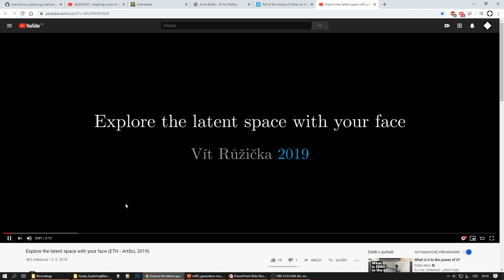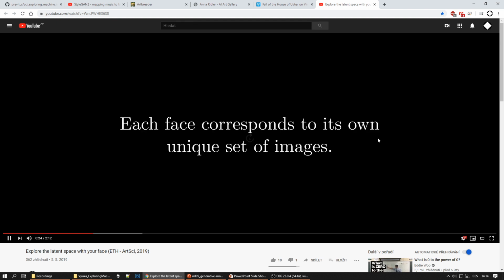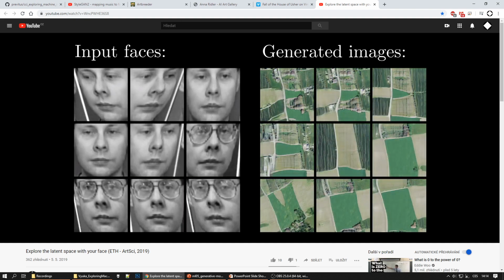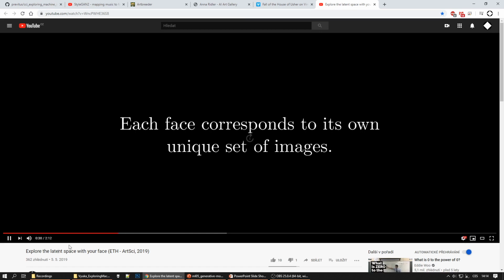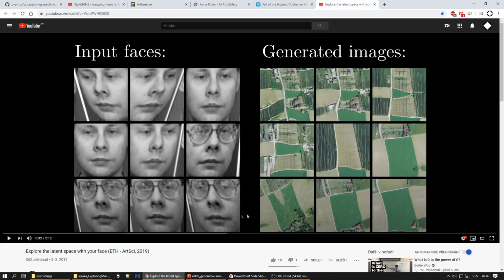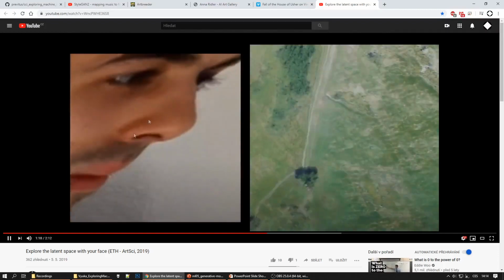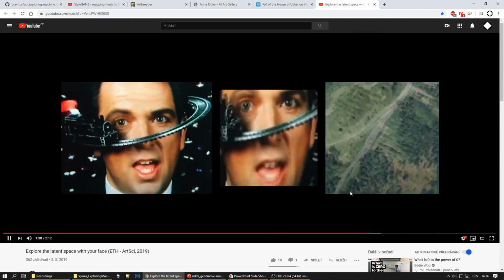So this is a short demo where it's a collaboration between two models. One is encoding a face and the second one is generating an image. And what happens is that each face will get its own types of imagery. Whereas the girl there had images of one type, this guy will have images which look like fields. And so you can use this interactively and explore, okay, these are images that are generated when using this face. This is my face. Or you can play around with it.